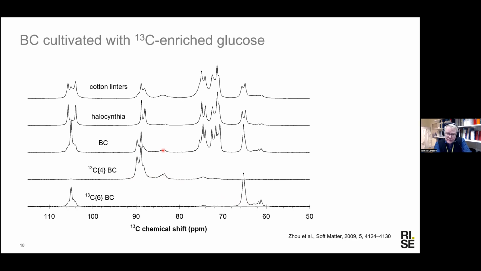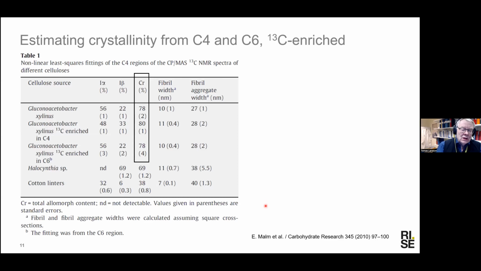First of all, C4 in the native, C4 in the enriched, and you can also do it on the C6, which has pretty much the same structure as the C4 with the crystalline interior and surface signals. And from that you can establish the surface to volume ratio, and you can compute, as we did, crystallinity. And you can see for all these three samples, we get pretty much the same degree of crystallinity, whichever region we use for determining it.